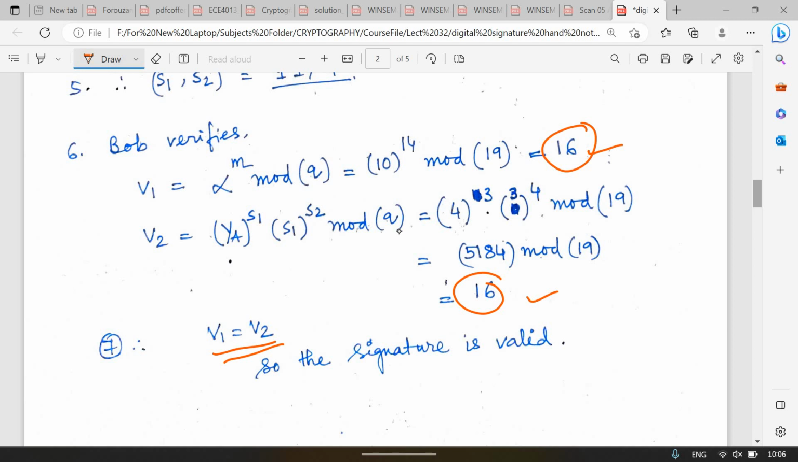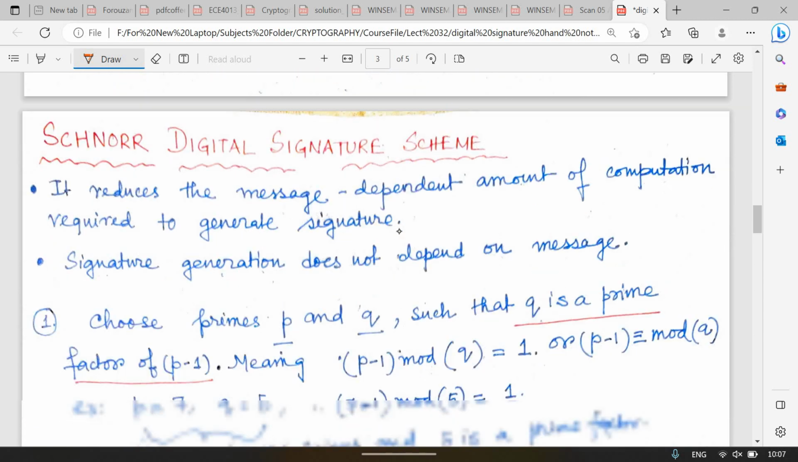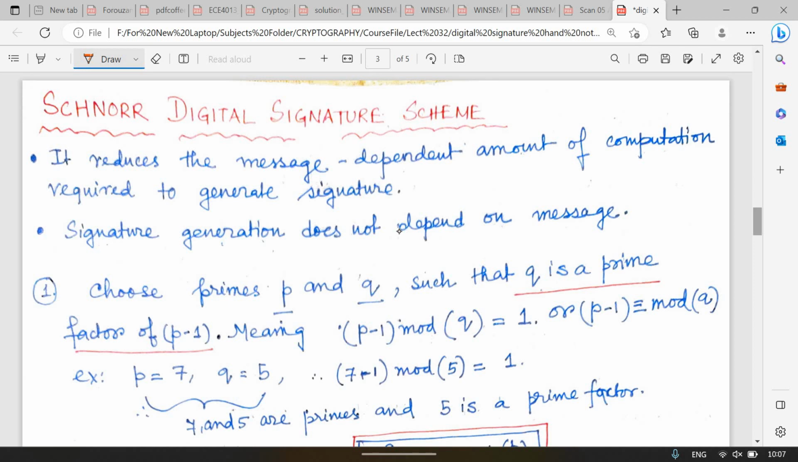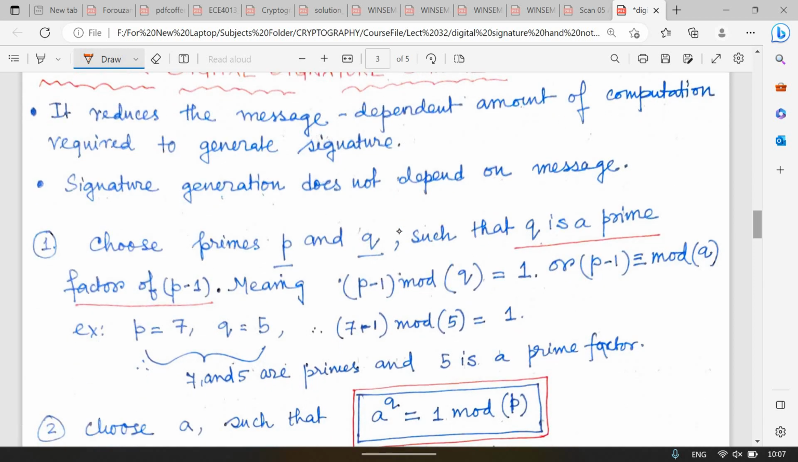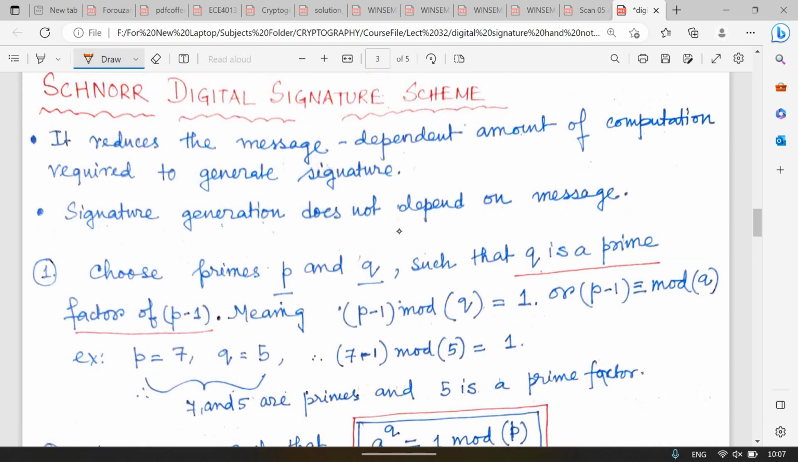So let us now quickly start with the next half, which is the Schnorr digital signature scheme. This is also primarily similar. The purpose is the same. You will also observe here that we are going to generate two sets of signatures in the same manner using certain steps.